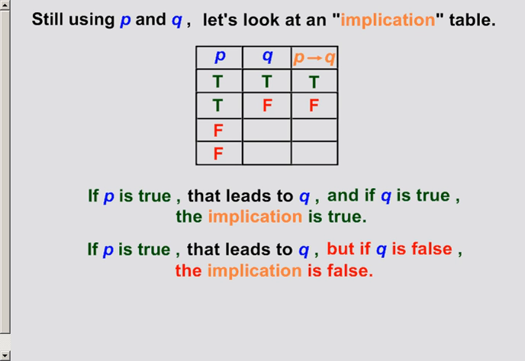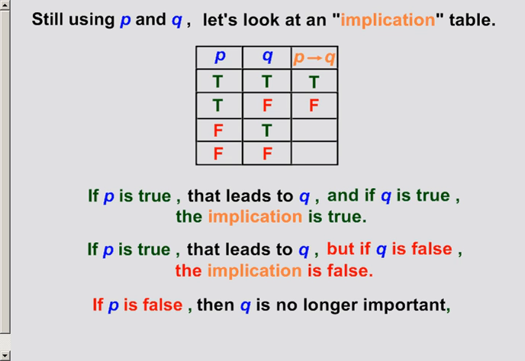Now the final two combinations of true and false deal with the P statement being false. So we'll start off with P being false. Now if P is false, then it does not really matter what happens to Q. So Q is no longer important because the thing that had to happen in order for the implication to work didn't happen in the first place. So ultimately the statement is truthful.